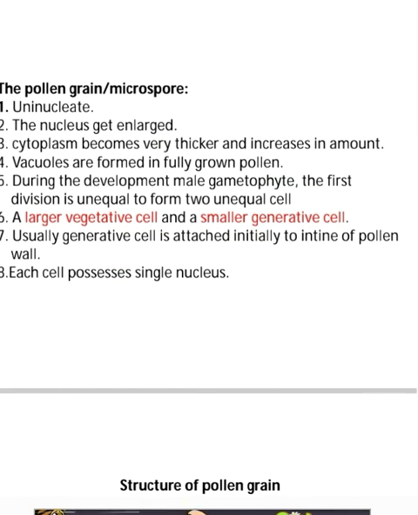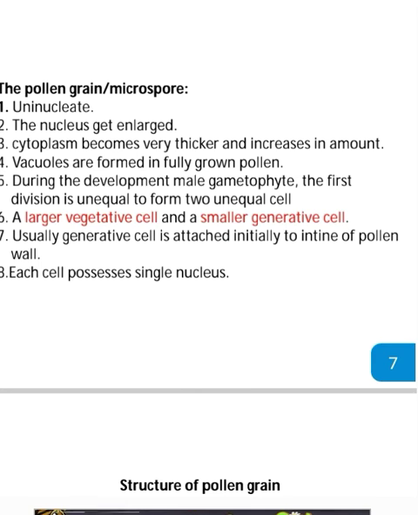Then the mature pollen grain or microspore is spherical in nature and uninucleate, a single nucleus is present. At the time of maturity the nucleus gets enlarged, the cytoplasm becomes very thick, or dense cytoplasm, and it increases in amount. Then there is one more peculiarity, that is when the pollen grains are fully matured, vacuoles are formed.